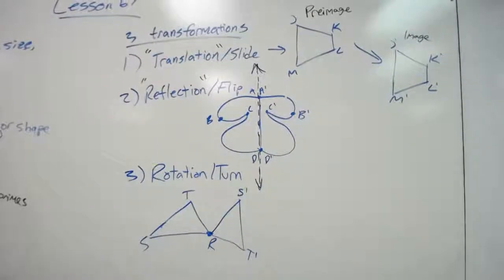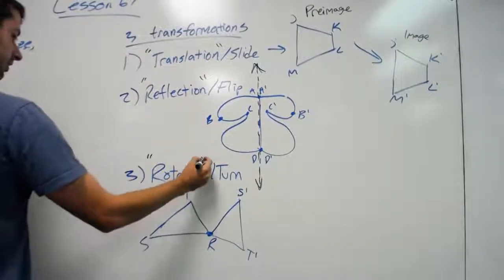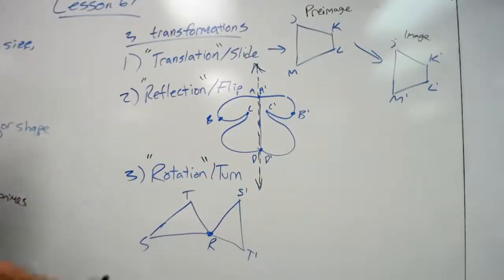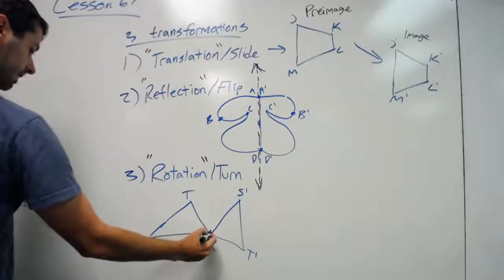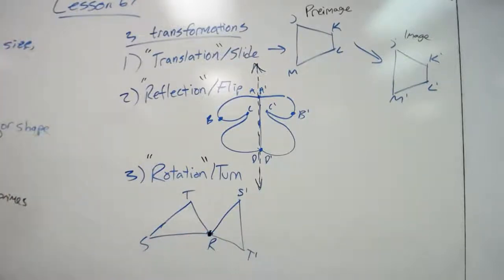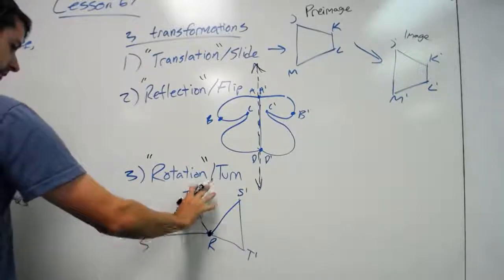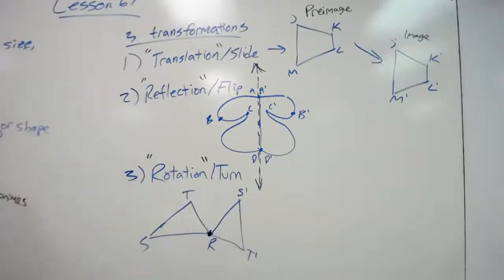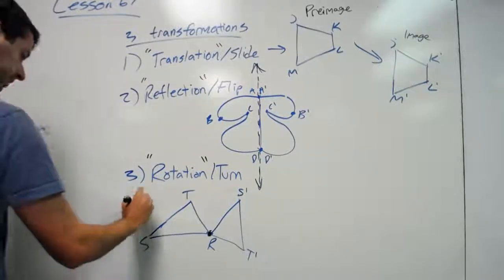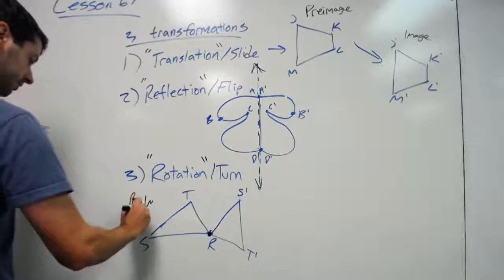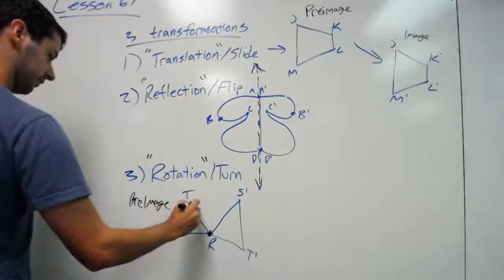And then the last one is a rotation or a turn. You're going to hear me say rotation for the most part. And in order to have a rotation, what you have to have is a point of rotation. So point R right here is actually our point of rotation. And so all it does is it shifts this triangle and rotates it, maybe those 90 or 180 degrees. But this would be our pre-image, and this is our image.